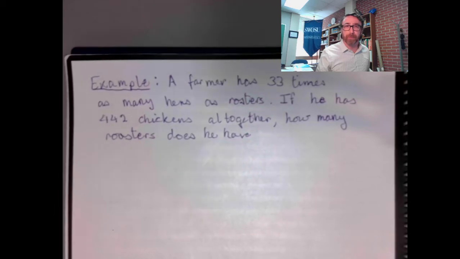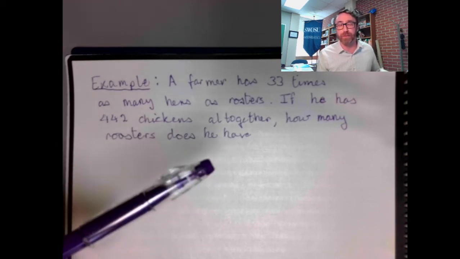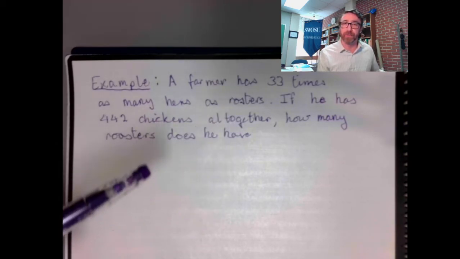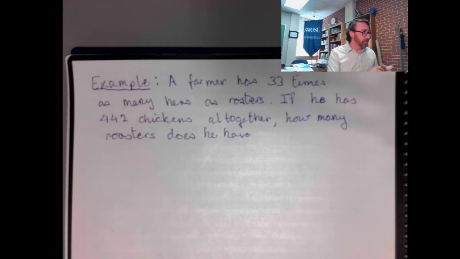Okay, I am now. So a farmer has 33 times as many hens as roosters. So he's got hens and he's got roosters. Way more hens, 33 times as many hens as roosters. He has 442 chickens altogether. So how many roosters does he have?